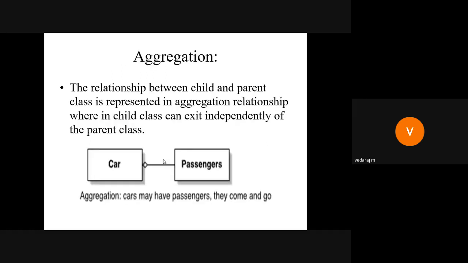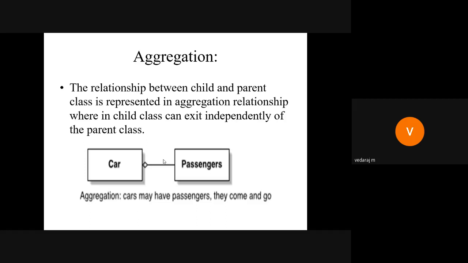Okay, the next one is a very important notation, the aggregation notation. What do you mean by aggregation? Aggregation and composition, in every unit you are going to discuss. This is a very, very important concept. Basically, aggregation shows the relationship between parent class and child class. See, the car is the parent class, and passenger may be a child class. A passenger may come and go, but the parent class still exists.